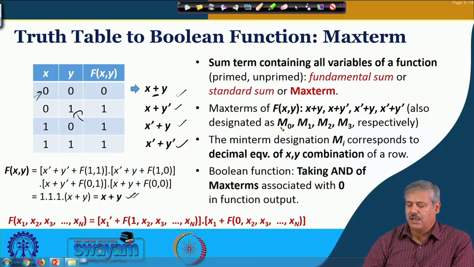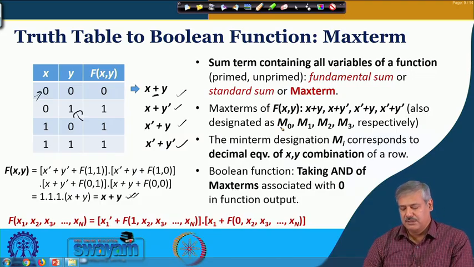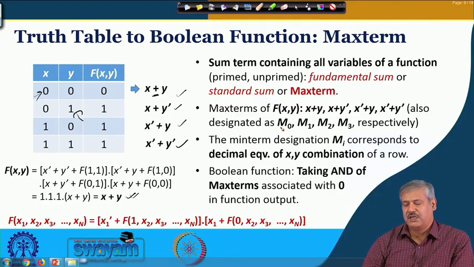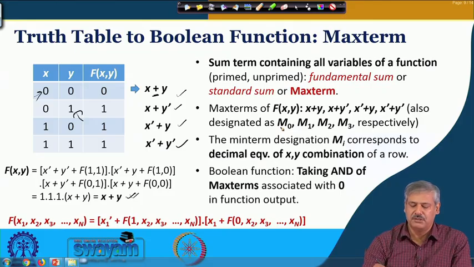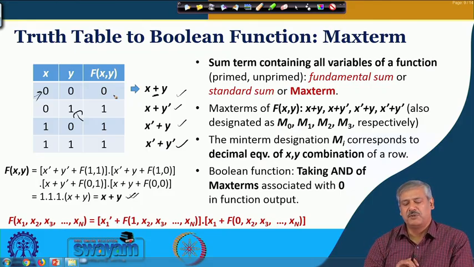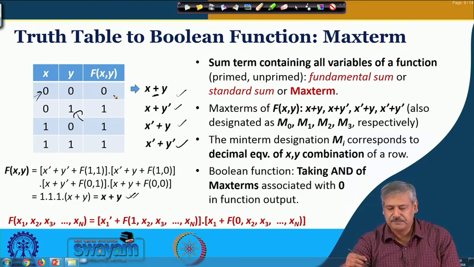And the final expression we get for this particular truth table is by taking the product, taking the AND of all the Maxterms that we have got for a particular function, where each function output containing 0 generates that particular combination of the input, generating a specific Maxterm. Clear?